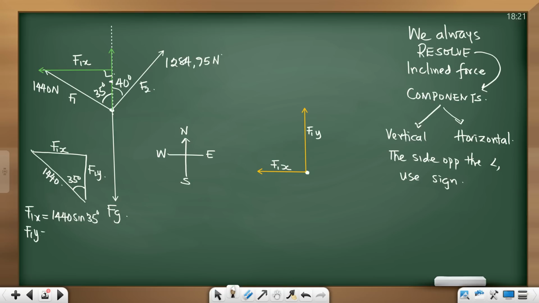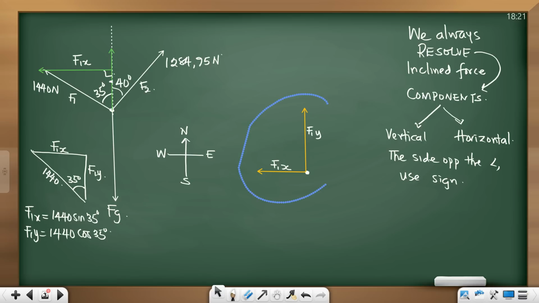What is F1Y? That one becomes cos. Now we're doing trigonometry. This is why you cannot separate math and physics. It's even worse in grade 12 when we start calculus. You cannot separate them. What is F1Y going to be? 1440 cos 35 degrees. Does that make sense to us?